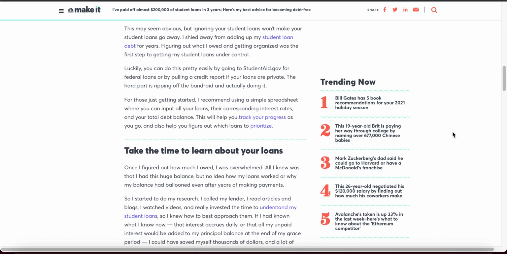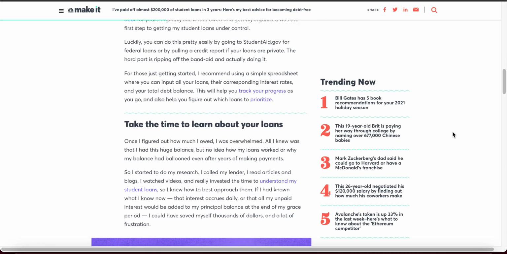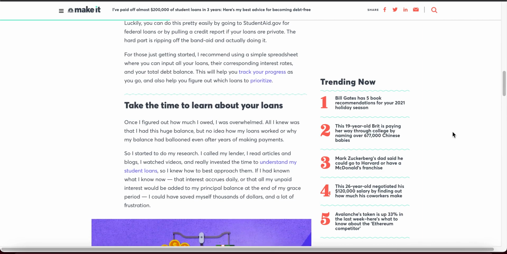I called my lender. I read articles and blogs. I watched videos and really invested the time to understand my student loans, so I knew how to best approach them. If I had known what I know now, that interest accrues daily, or that all my unpaid interest would be added to my principal balance at the end of my grace period, I could have saved myself thousands of dollars and a lot of frustration.